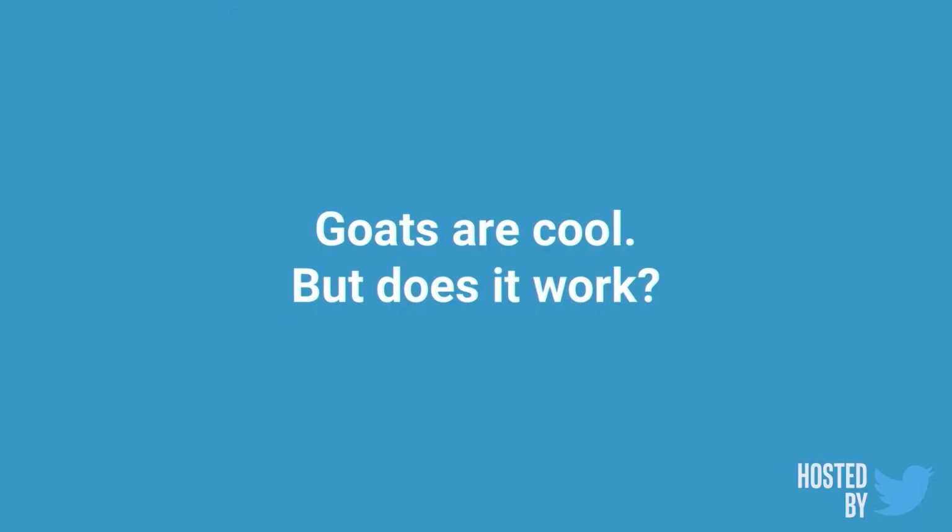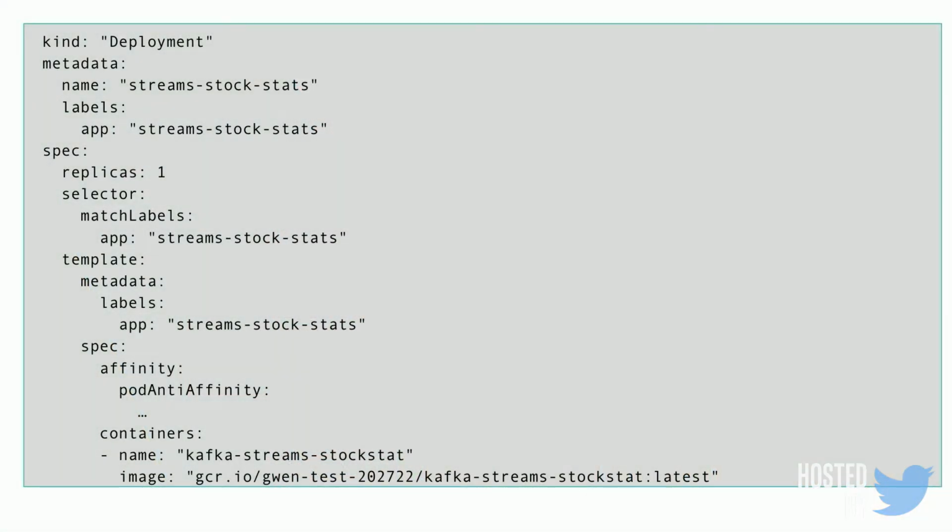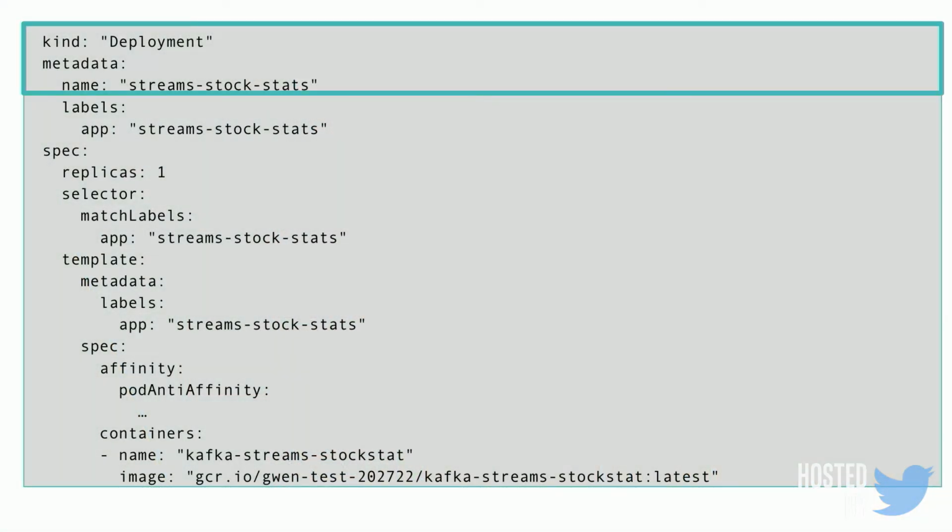Okay, so this is all cool, but how does it actually work? So I'm going to just walk you through Kubernetes. For those of you who had the pleasure of not knowing, it is configured with very, very large YAML files. So prepare for a lot of YAML. And let's start with the deployment, which is stateless. And we basically say, okay, we're doing a deployment, and we are going to call it streams stock stats, because that's the name of what I'm deploying.